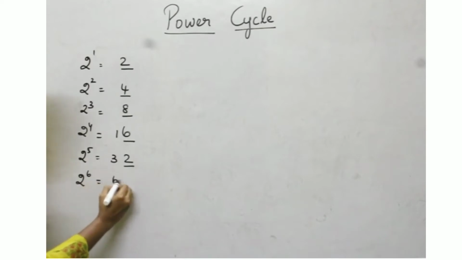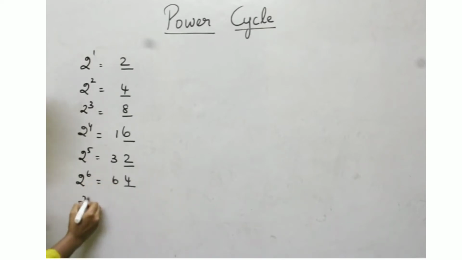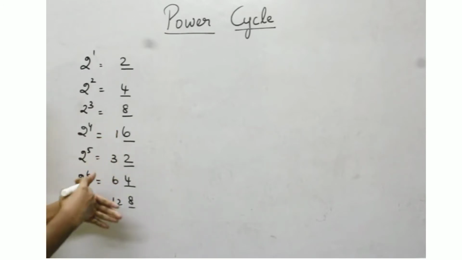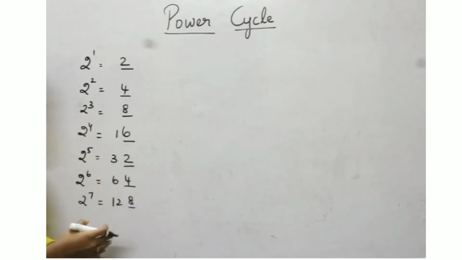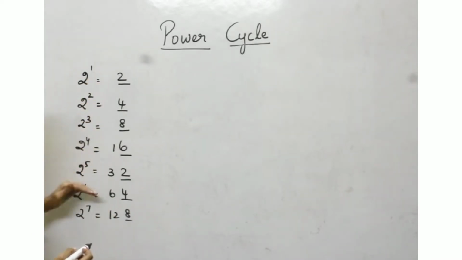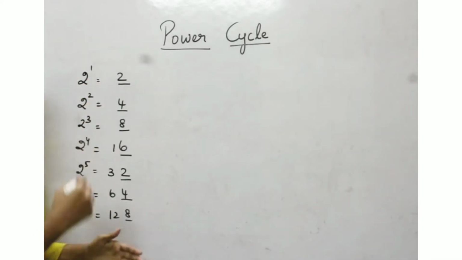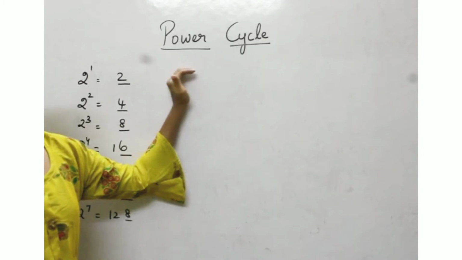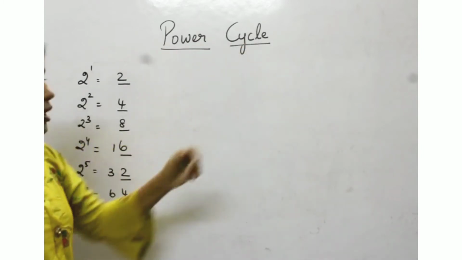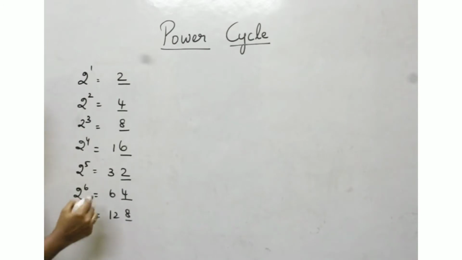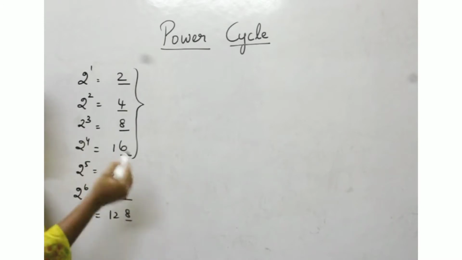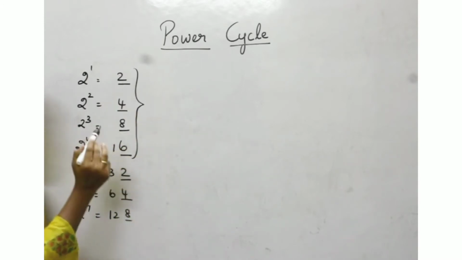2 power 6 is 64, where the unit digit is 4. 2 power 7 is 128, where the unit digit is 8. Now if you look at all the unit digits of the powers of 2, you might find that the numbers are repeating themselves in a regular pattern, like 2, 4, 8, 6, 2, 4, 8, 6. This is what is called a cycle. The numbers are repeating themselves at regular intervals. That's the reason we have named the topic power cycle. So the observation made in powers of 2 is that the unit digit of the powers of 2 will repeat itself for every 4 powers.